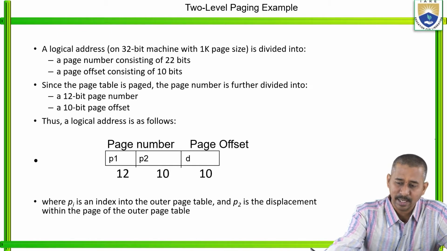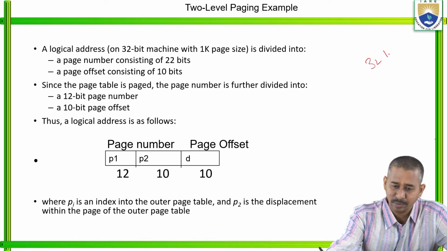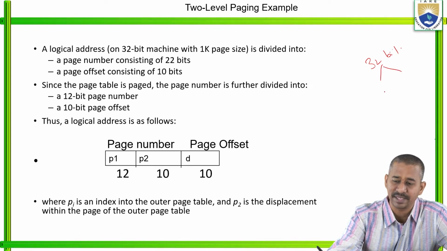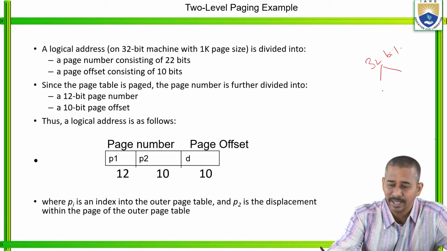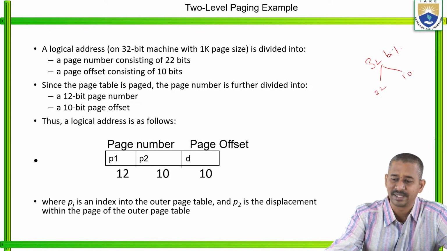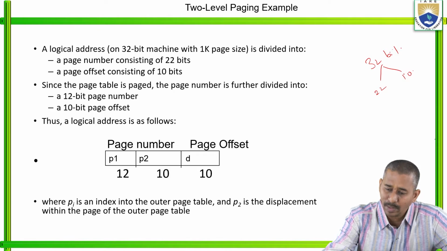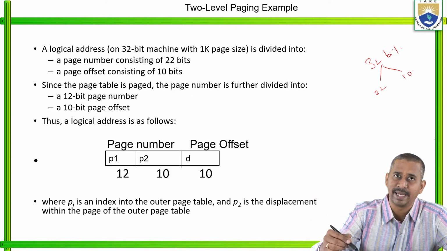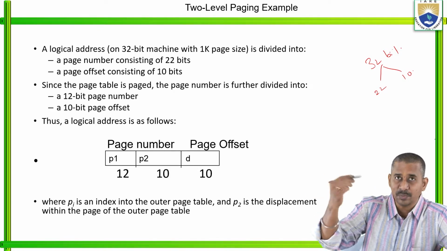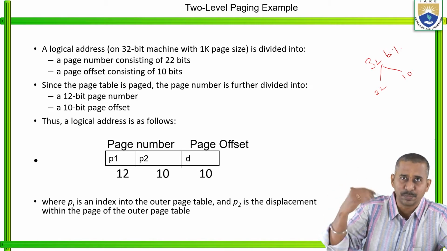So let us consider a 32-bit machine. Here the logical address is divided into the page number and page offset. Among these 32 bits, 22 bits are for the page number and 10 bits for the offset. So what happens? This is a 2-level paging scheme, since the page table is again paged.